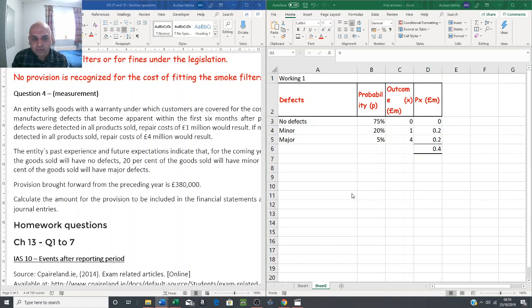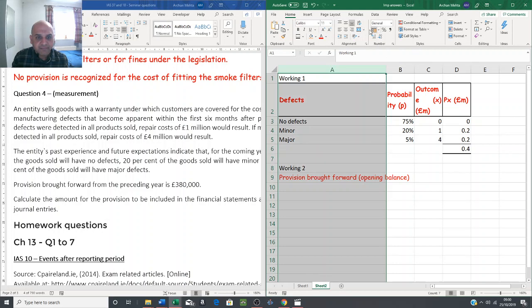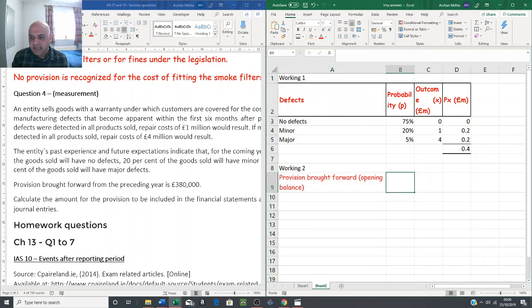So now working 2 is actually to work out what the year-end provision is going to be. We have been given the opening balance of the provision, which is 380,000. We can compare the two figures and find out whether it is an increase or decrease, just like the bad debt provision you have dealt with before. So let's say this is the provision brought forward, the opening balance brought forward, and it's going to be 380,000.